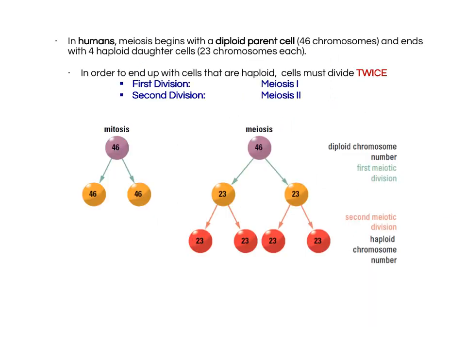So I've backed up my note a little bit, and what we were missing from before that you may want to jot down is this little bit. In order to end up with cells that are haploid at the end of it all, the cells have to divide twice. We consider the first division meiosis 1, and the second division meiosis 2.